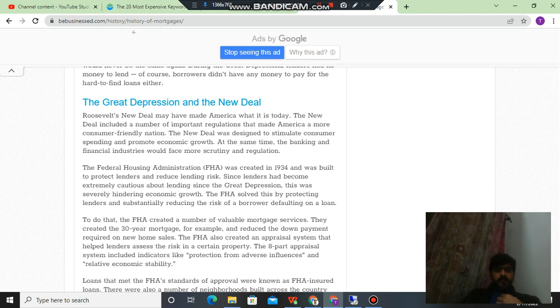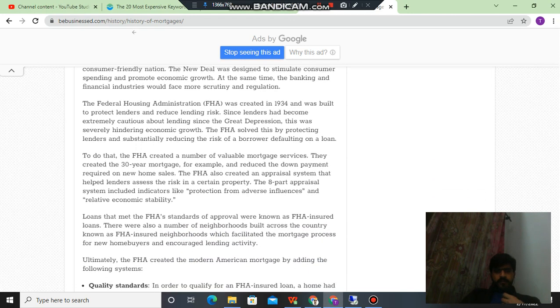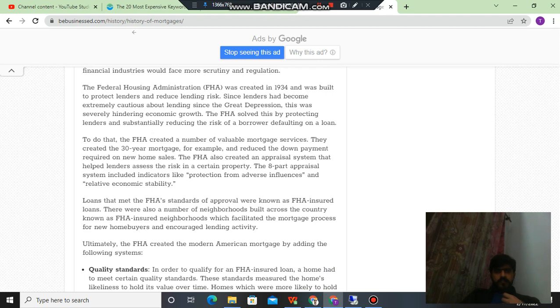To do that, the FHA created a number of valuable mortgage services. They created the 30-year mortgage, for example, and reduced the down payment required on new home sales. The FHA also created an appraisal system that helped lenders assess the risk in a certain property. The 8-part appraisal system includes indicators like protection from adverse influences and relative economic stability.